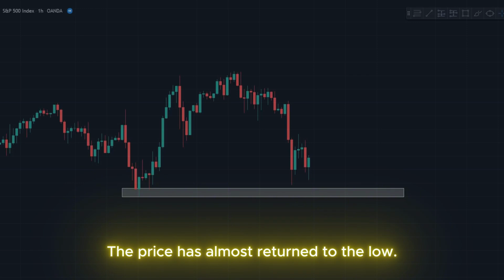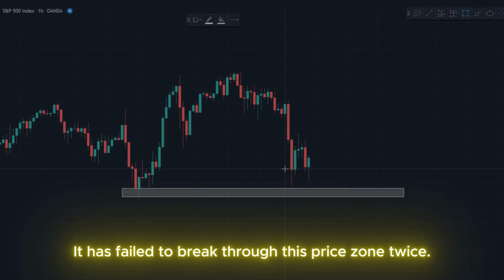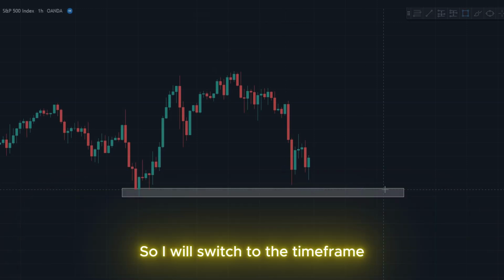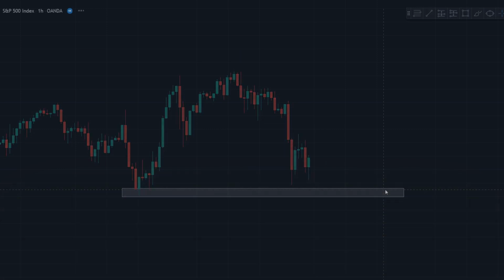The price has almost returned to the low. It has failed to break through this price zone twice. So I will switch to the time frame for trade execution, the 15-minute time frame, to observe closely.